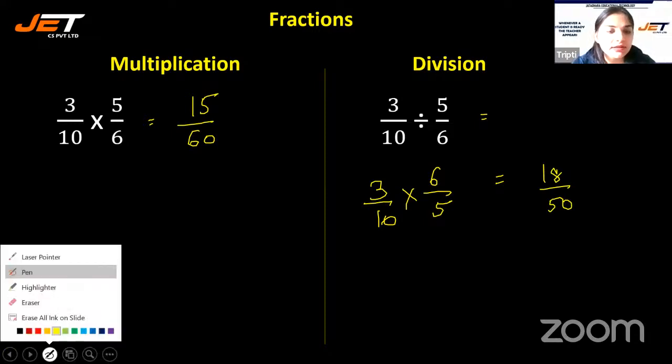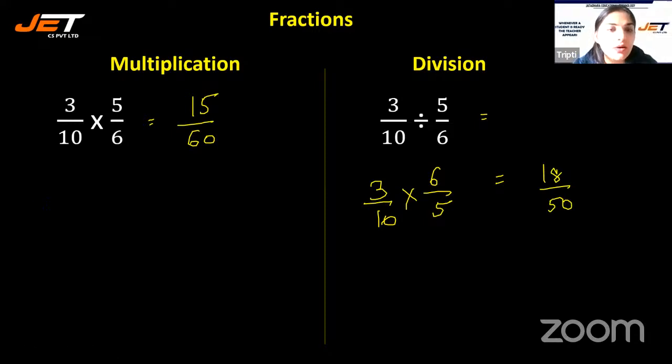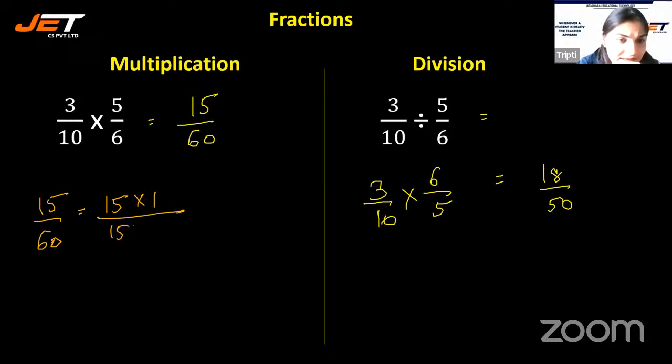18 by 50. Now, how we can reduce it? 15 by 60. 15 times 1 is 15. 15 times 4 is 60. Right? So 15 cancel. It's 1 by 4.